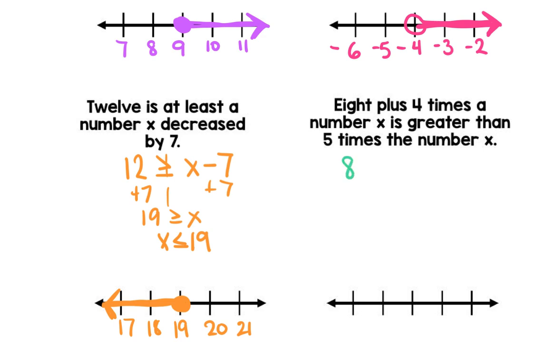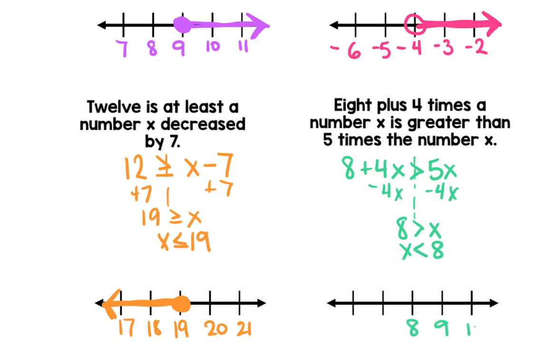Eight plus 4 times a number is greater than 5 times the number. I have a variable on both sides, so I'm going to subtract 4x from both sides. It's going to give me 8 is greater than x. Again, I'm going to rewrite this: x is less than 8. 8 goes in the middle. This is an open circle because x cannot be equal to 8, and I am going to shade on the less than side of the number line.